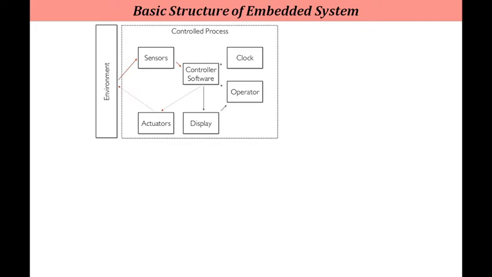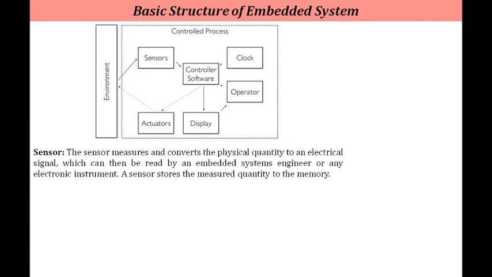This diagram shows the basic structure of an embedded system, which includes sensors, actuators, display, clock, operators and control software. First we will discuss what a sensor is. The sensor is the device which is used to measure a physical quantity, and that physical quantity gets converted into an electrical quantity, let's say an electrical signal. Suppose I want to measure the temperature of a coil, then I have to use a temperature sensor, LM35. It senses the temperature and converts it into a corresponding electrical voltage signal.